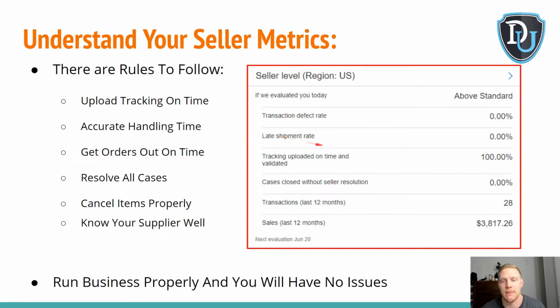Then there's late shipment rate. You want to make sure that all of your items have accurate handling time. So you want to make sure, first off, you're uploading your tracking on time. Then you want to make sure that you have accurate handling time. If you say that you can get it shipped out in 1 day, you have a 1 day handling time, but your supplier doesn't ship for 4 days, you're going to have an angry customer. Somebody's going to be angry, and your account will get affected because of that. You want to make sure you're getting the orders out on time.